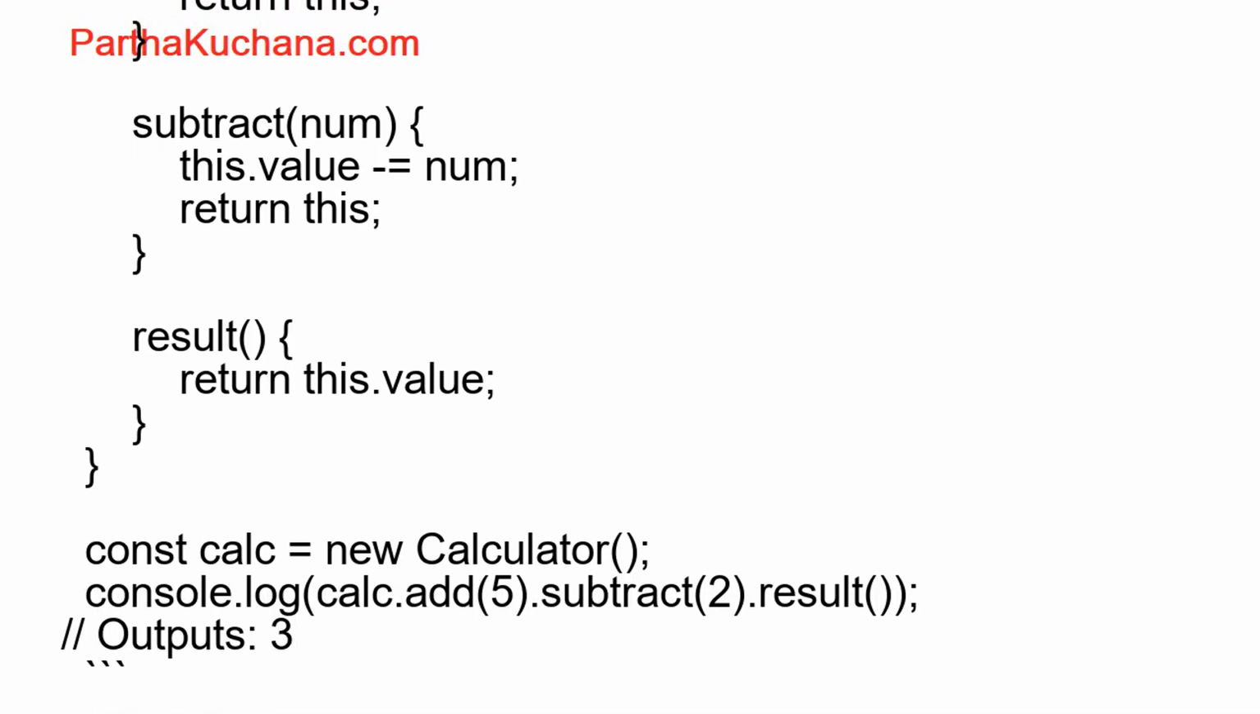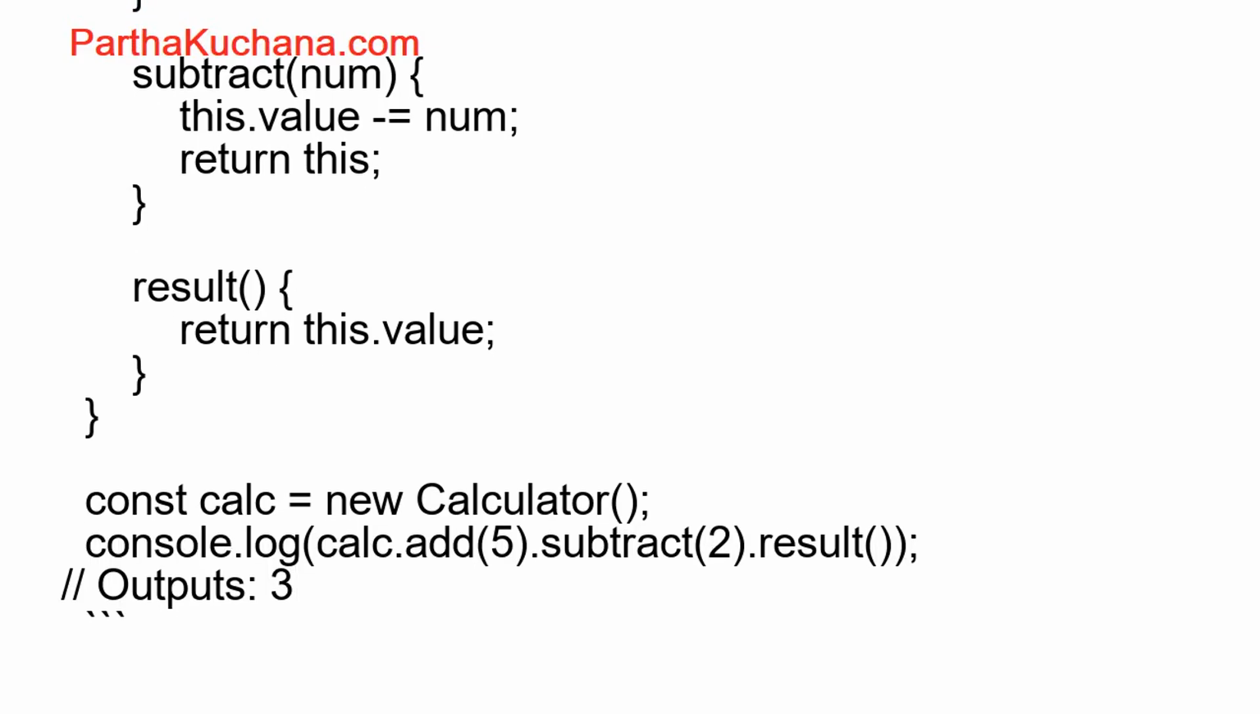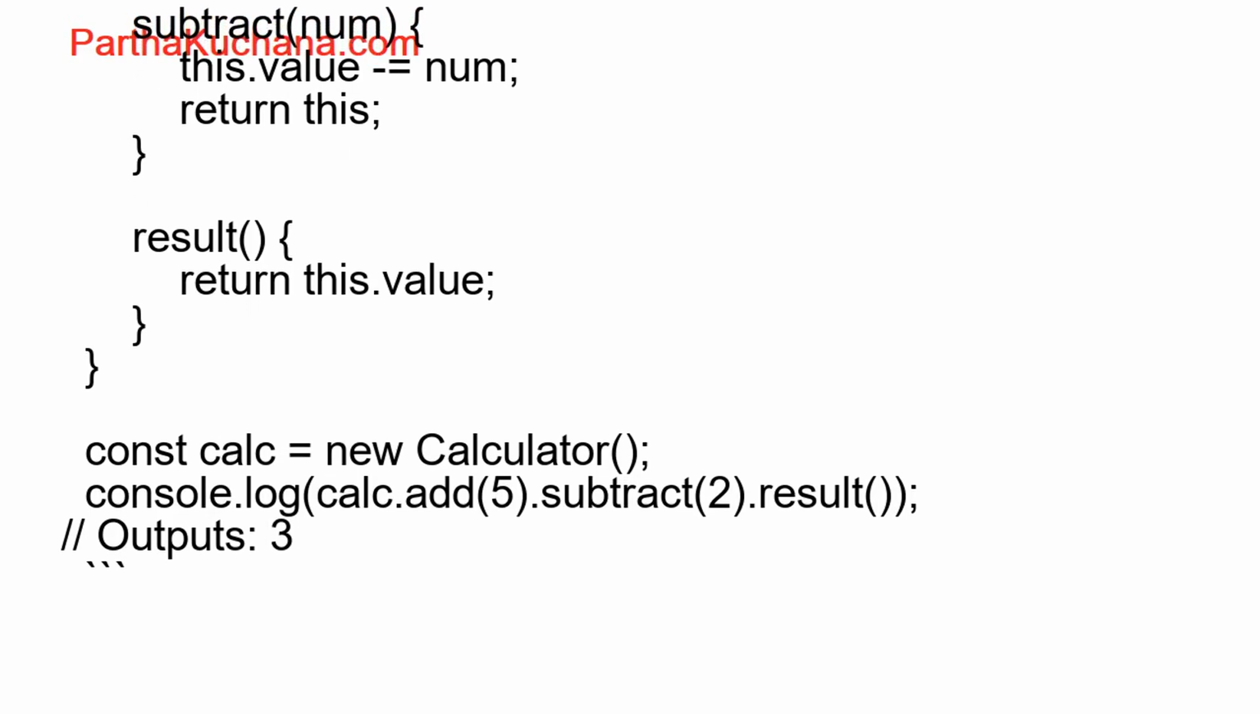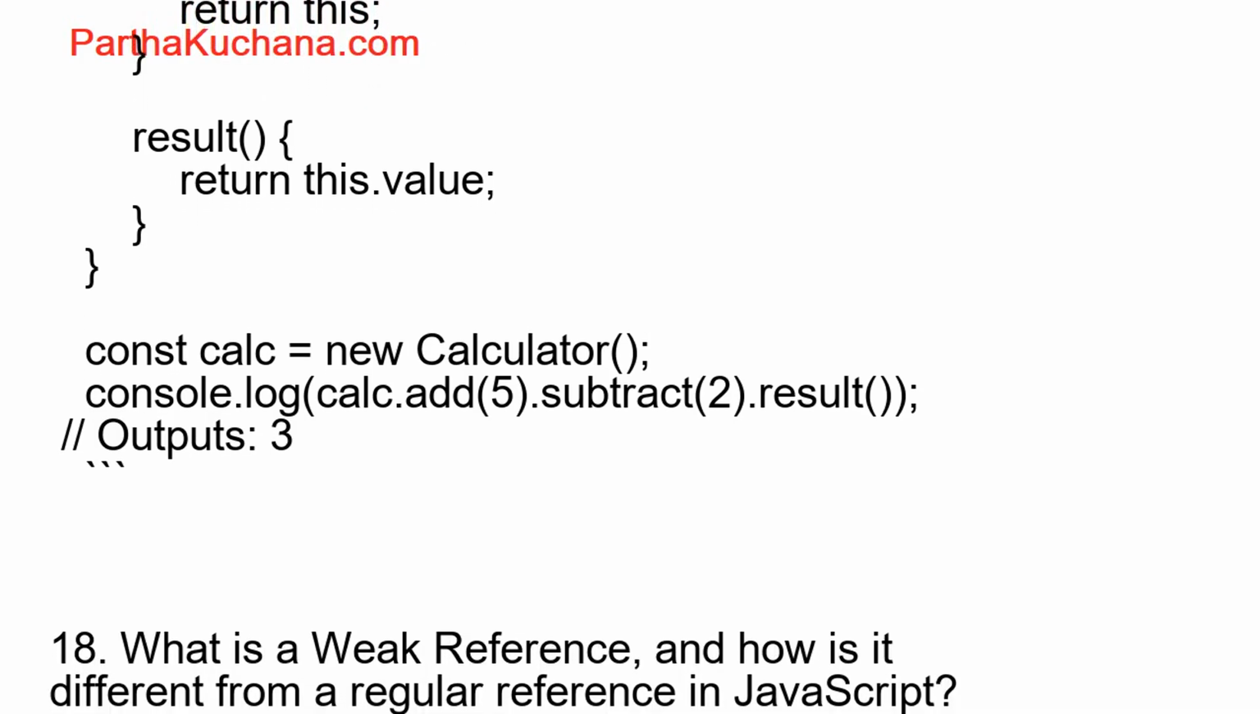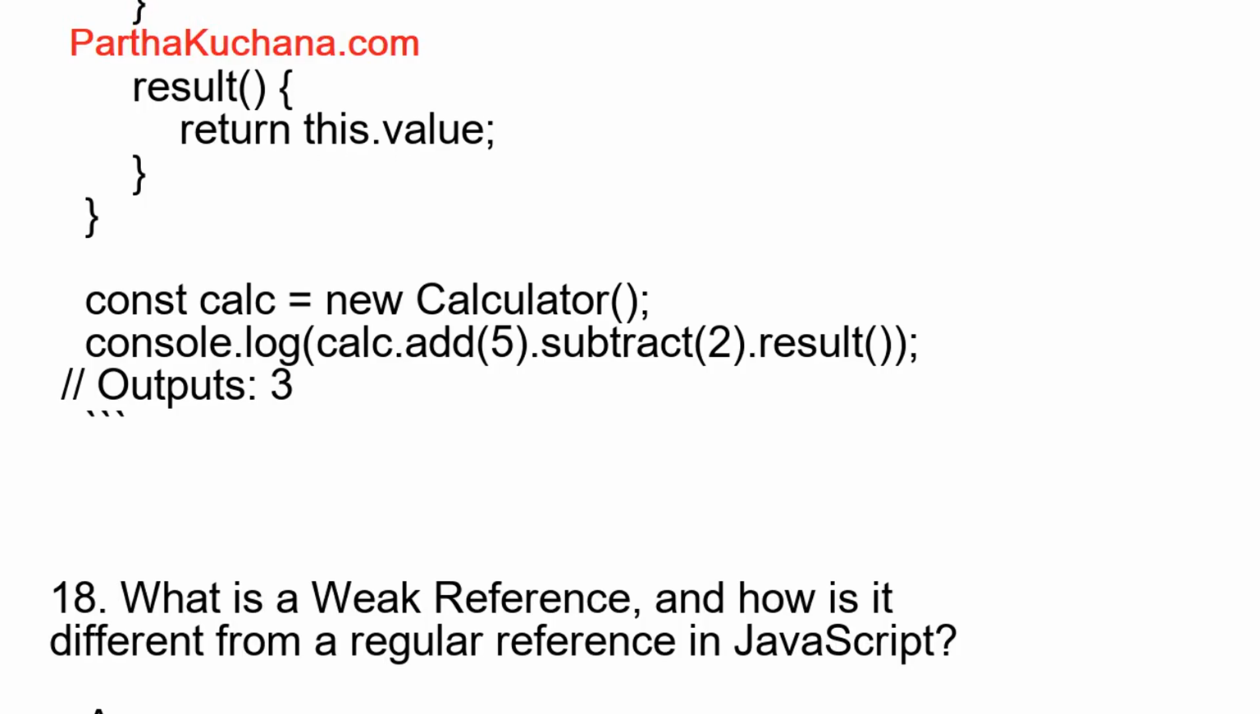Answer. Throttling ensures a function is only called at most once during a specified time period, preventing it from being called too frequently. It's commonly used in scenarios like window resizing or scrolling events.